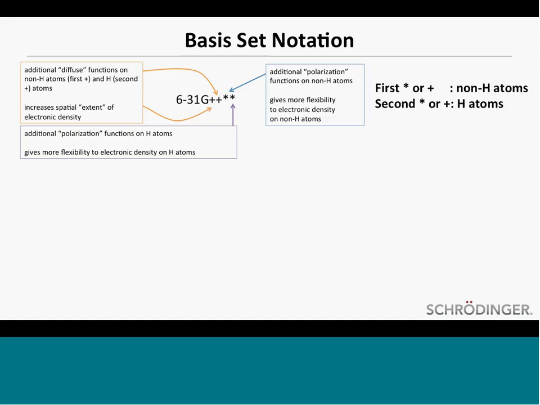Now, the annotation with the stars or the asterisks is to confer polarization. So it gives more flexibility to the electron density to mush and squish, to be as scientifically rigorous as I can about this. Again, the first star is for the heavy atoms, and the second star is for hydrogens. So a good way to remember this is think of the star as d orbitals, which are polarized, and the plus as giving you more space. So that's your diffusion.